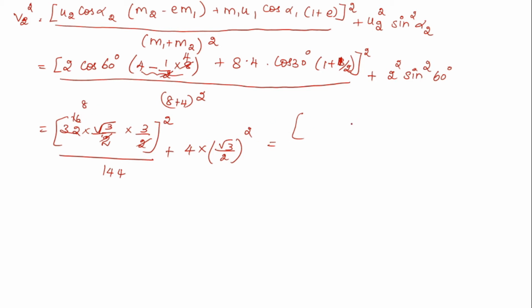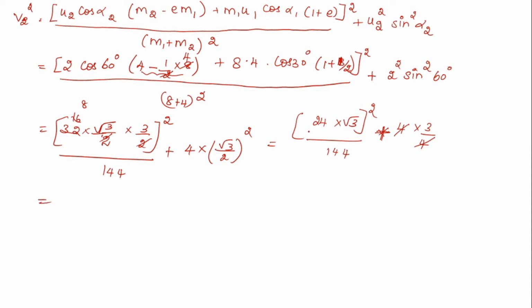So 8 3s are 24 into root 3, divided by the whole square, divided by 144 into 4 plus 4 into 3 by 4. So this 4 and 4 will get cancelled. So root 3 square is 3. So we'll have 3 in our hand. Remaining it will be 24 square.